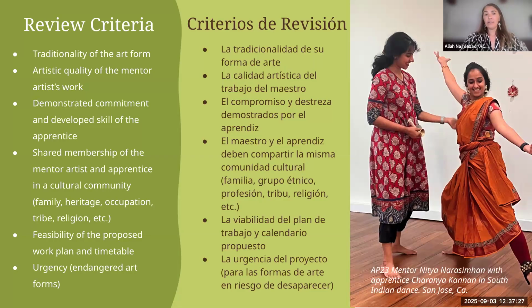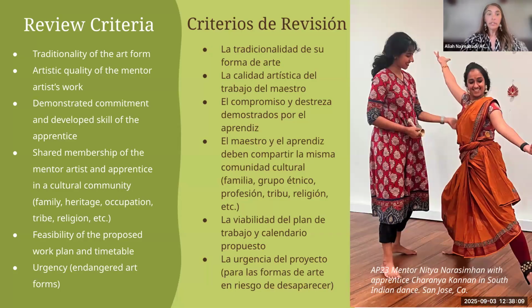The traditionality of the art form. This is a vague statement and can be argued in many different directions, I'm sure, but this is where you get to make your statement about the form that you're working in. Also, one of the criteria, of course, is the quality of the mentor artist's work. You're going to have a chance to show the quality of the artist's work through work samples. We also want to see the demonstrated commitment and developed skill of the apprentice. And the apprentice is going to have a chance to show their work in the application through the work samples.